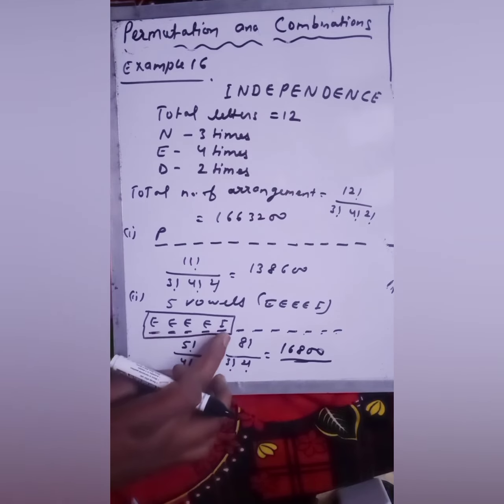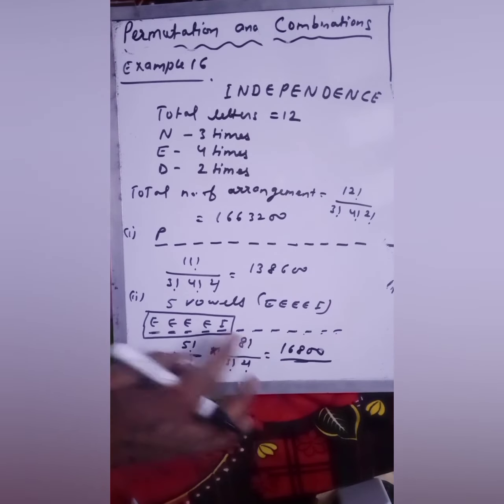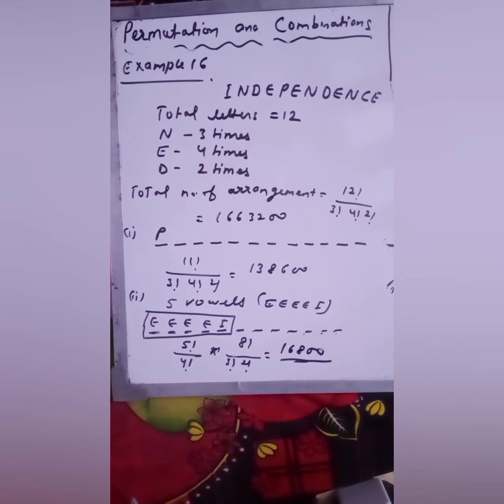Now come to this box. Here you have these choices to fill these places, because I can come at this place, this place, this place, and this place. Any place it can come. So that's why 5 factorial over 4 factorial. This will be the arrangement for this, and multiply these two and you will get the answer of the second part, when all vowels come together.